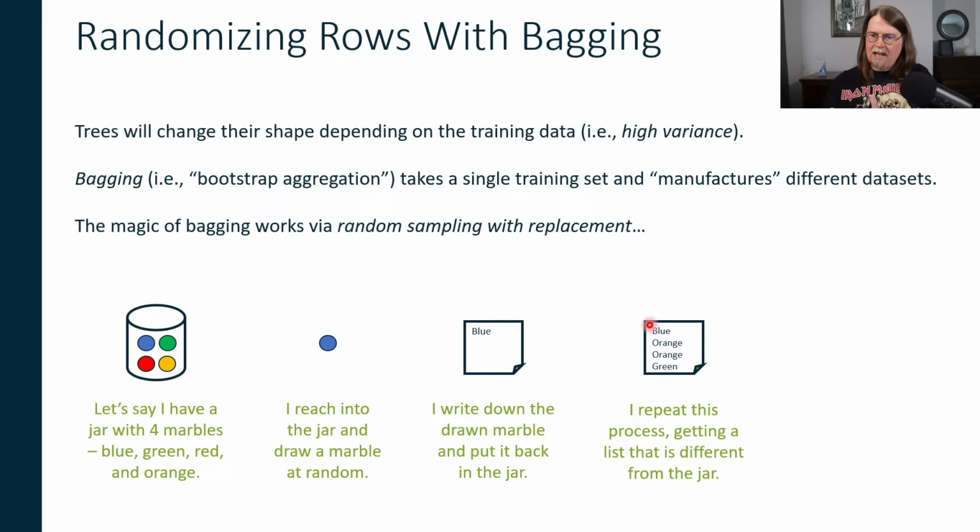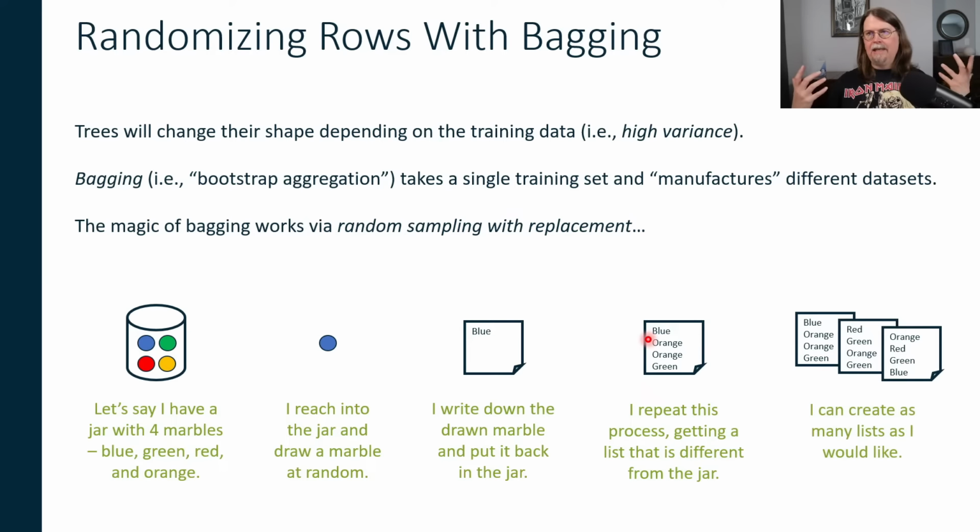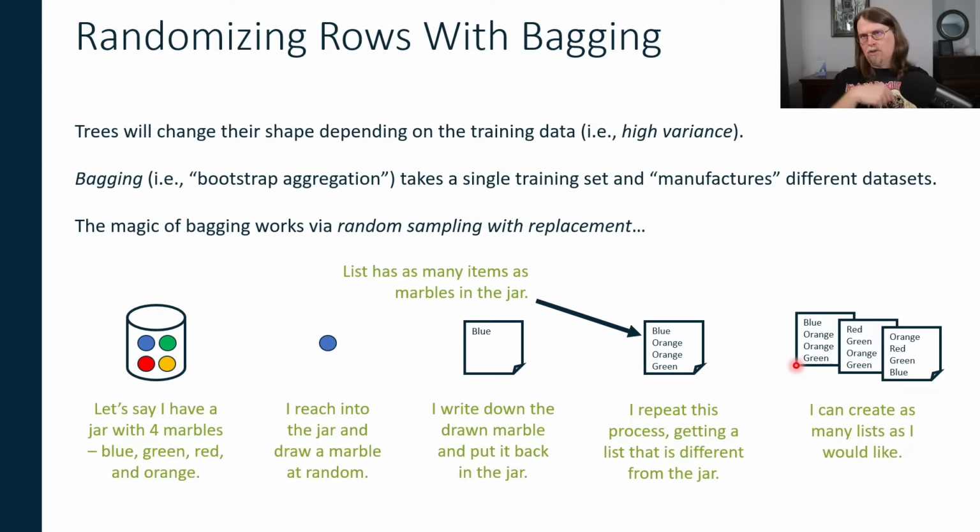I can think of this as an analogy to my data set. Okay. So in this particular analogy, these marbles represent individual rows of data, and these Post-it notes represent these manufactured data sets. So if I just do this, I can create as many lists as I would like. Okay. So I've got this one right here, and I create a new one that's red, green, orange, red, green, blue, so on and so forth, okay? Now, the thing about bagging is that these manufactured data sets, these little Post-it notes, they must have as many items on them as the original data set.